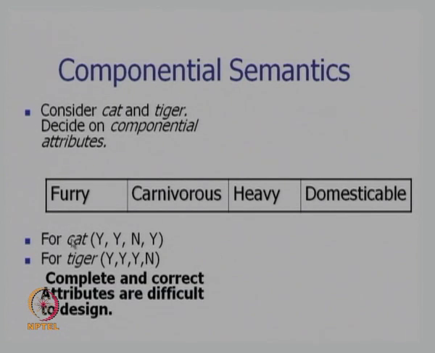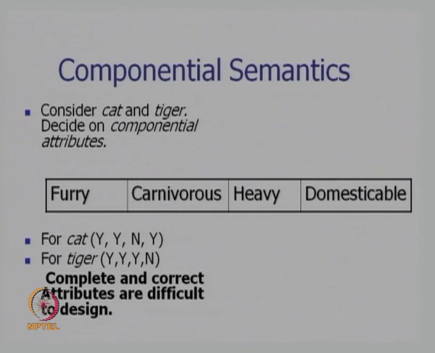That means a tiger is a furry animal, it is a carnivorous animal, it is a heavy animal, but it is also carnivorous. So, the complete and correct attributes are, however, difficult to design. When we take the approach of componential semantics, we have to come up with the correct set of attributes. Here, the attributes which are shown are furry, carnivorous, heavy, and domesticable. The question that might arise is, how do you know that this is the appropriate set of attributes and this will serve the purpose?